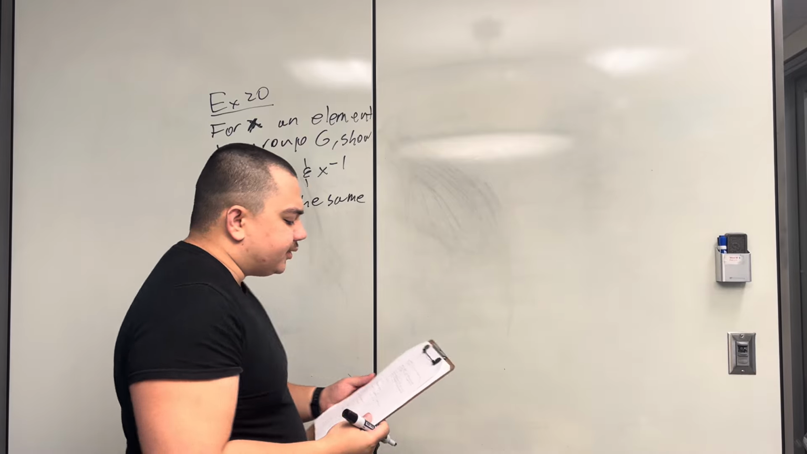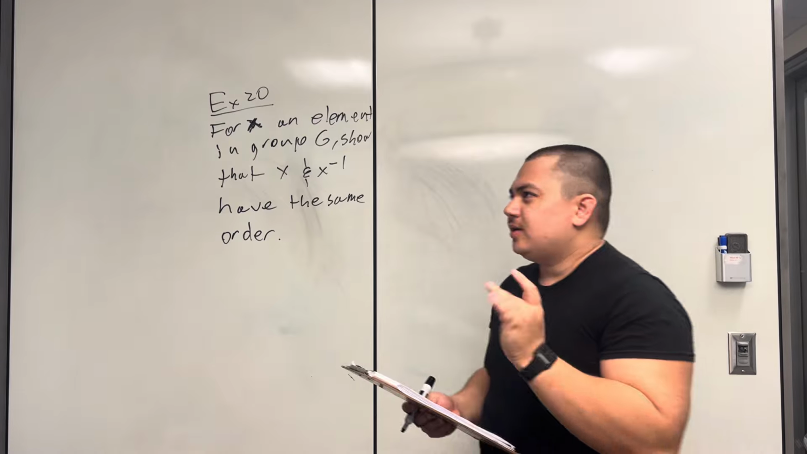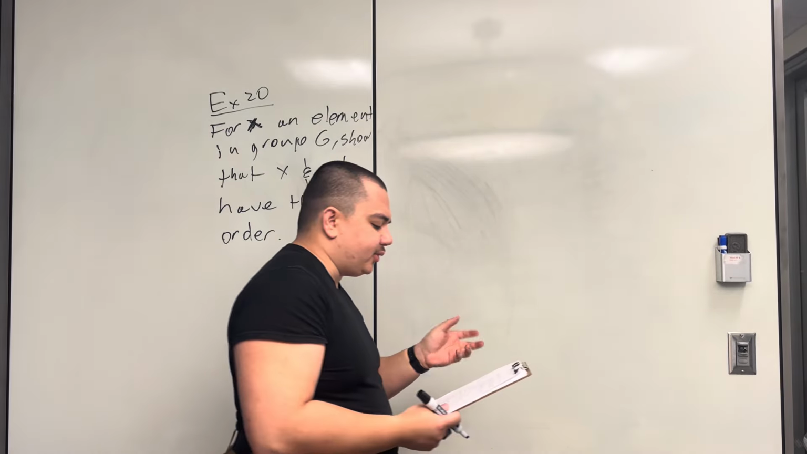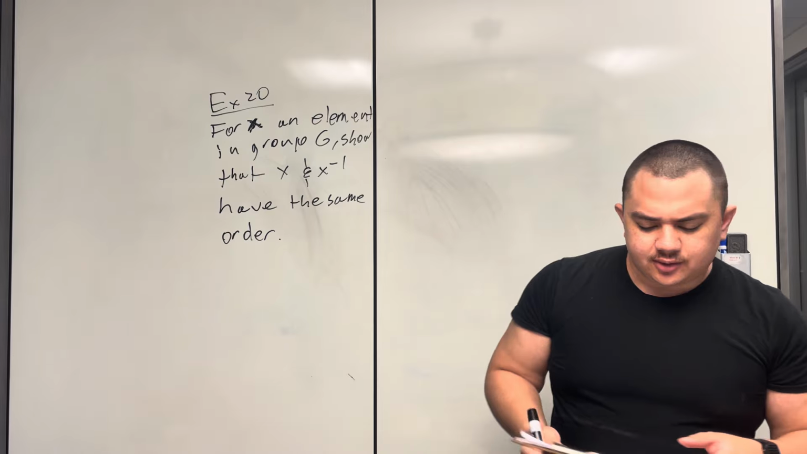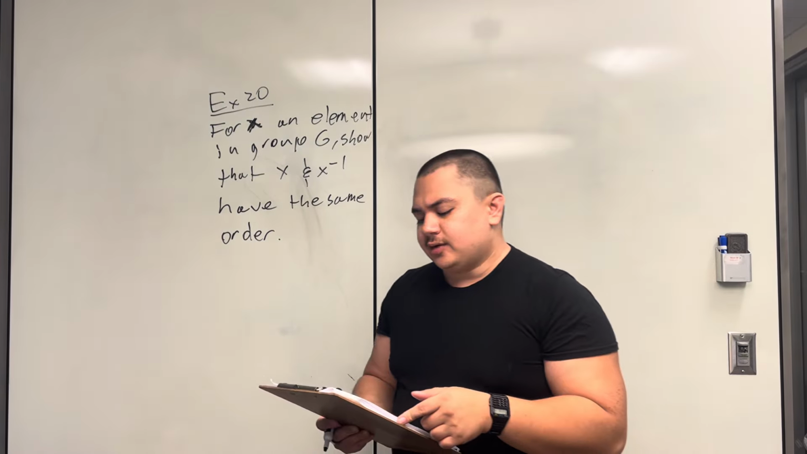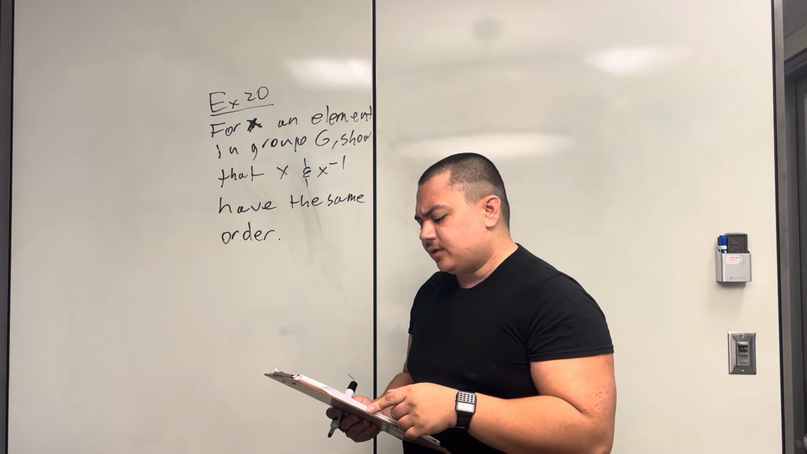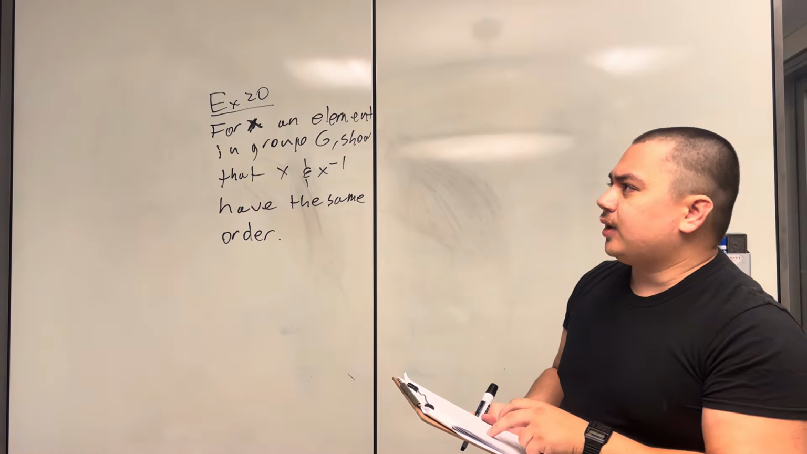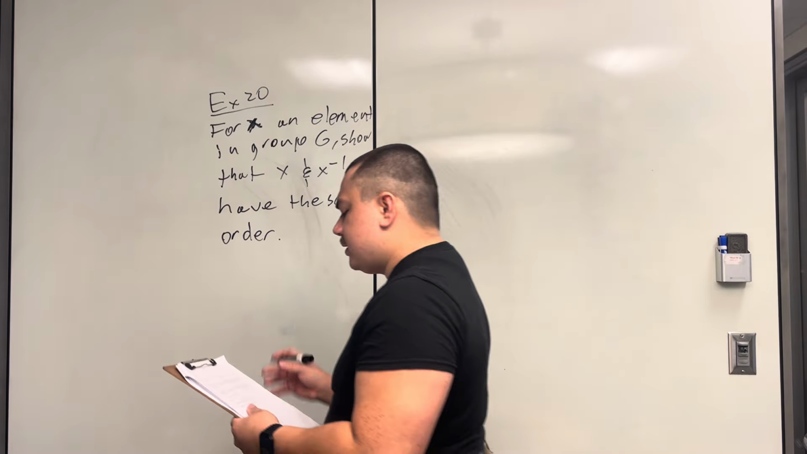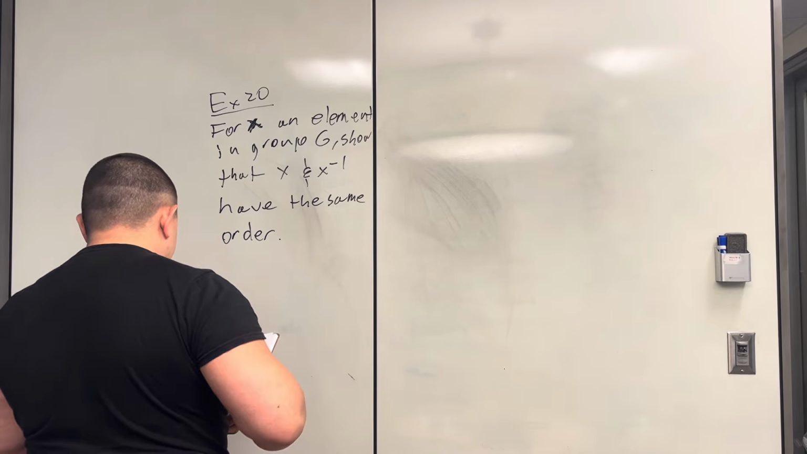So what would be the intuition for this? Order n means, well, we've discussed this, x to the n is equal to 1. Inverting both sides preserves equality and turns x to the n into (x to the negative 1) to the power of n. So the same n works for x to the negative 1. Symmetrically, any power that gets rid of x to the negative 1 also gets rid of x.